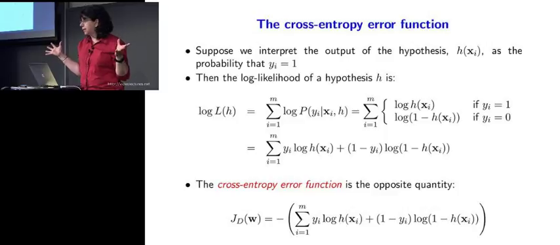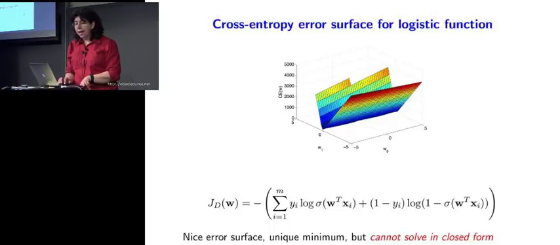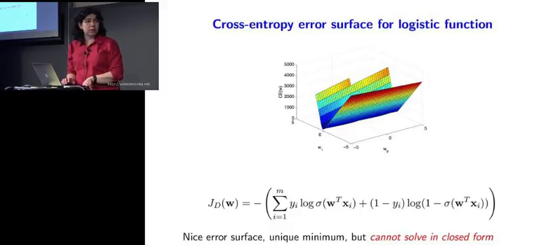However, the principle is the same. We're trying to optimize log likelihood. So here's a picture of the error surface for this logistic function. Okay, you can see that it's very nice, very well behaved. Looks like it's got an optimum. But actually, we can't really solve this optimization in closed form.